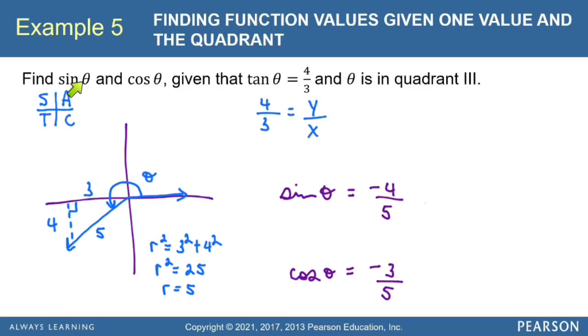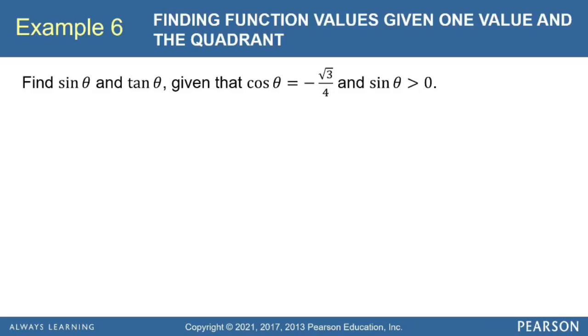And that was all they asked us to do here, so we found both of the values they asked for, and we're finished. Let's do example 6 together. So example 6 says, find the sine of theta and the tangent of theta, given that the cosine of theta is negative square root of 3 over 4, and the sine of theta is greater than 0. In other words, the sine of theta is positive.